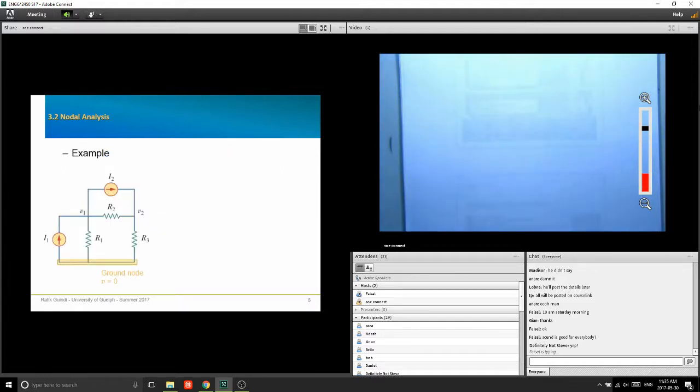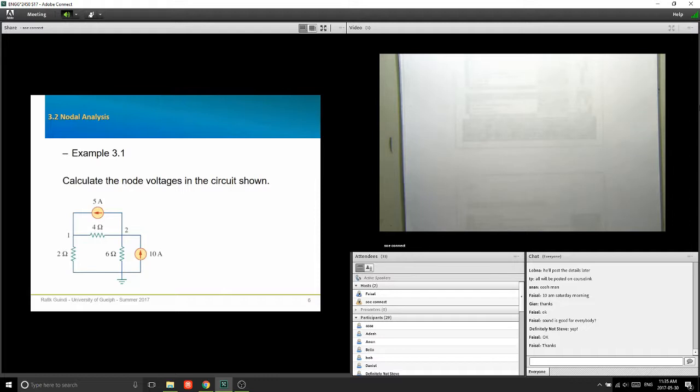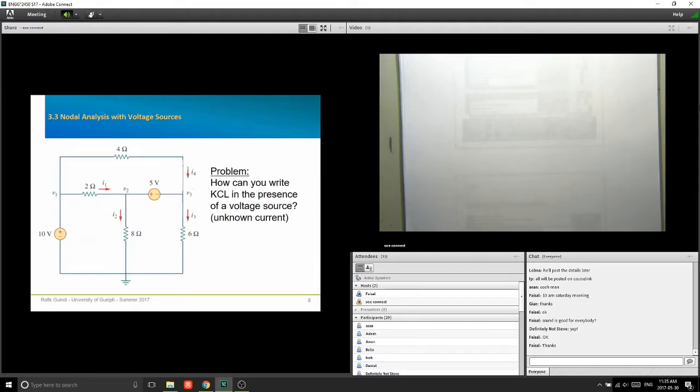We solved a few problems. We saw, for example, here, you take this ground node, you have V1 and V2, you're going to write a KCL at V1, a KCL at V2, and you solve these two equations simultaneously. We did that last time. And this is an example. We solved this one. We also solved this one. Now, we're coming to a problem.